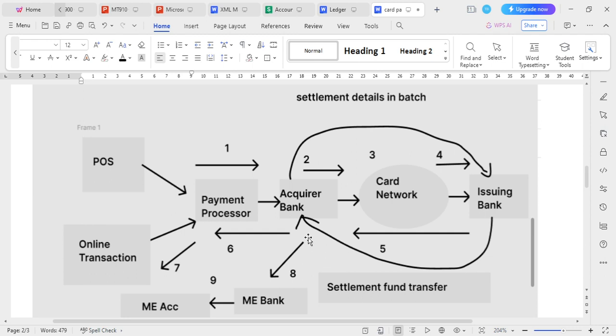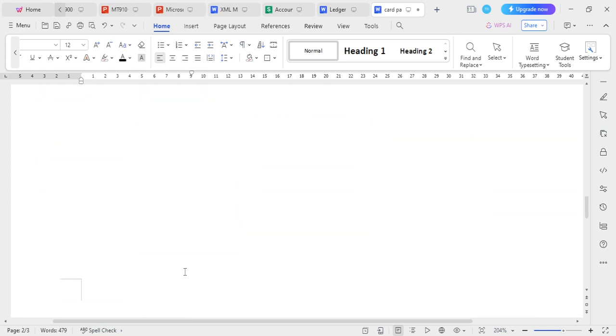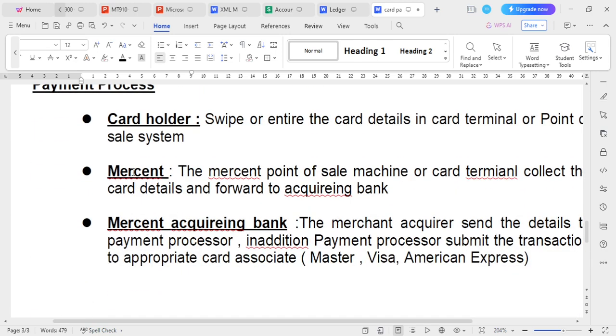Again it comes back to the acquiring bank. The acquiring bank sends the details to the payment processor. The payment processor displays the details on the online transaction page and POS machine, whether the transaction is a success or failure. Finally, it all happens in front of you. After that, the acquiring bank transfers the fund to the merchant bank. The merchant bank sends the amount to the individual merchant account. This is what is explained here.